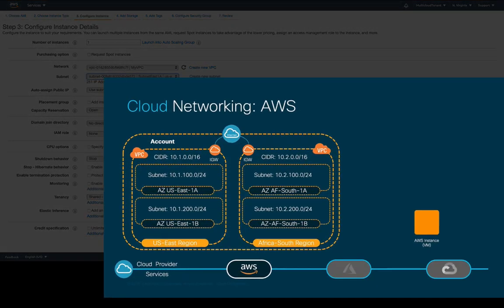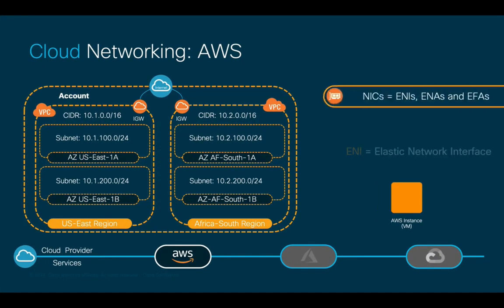In the case of AWS, such NICs are known as Elastic Network Interfaces or ENIs. There are other types of NICs that you can also use, such as ENAs and EFAs, which may provide accelerated connectivity and low latency features for specific needs. As with on-prem, you can provide multiple ENIs or network adapters to your instances.